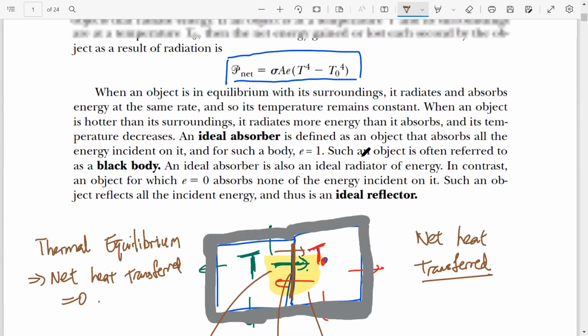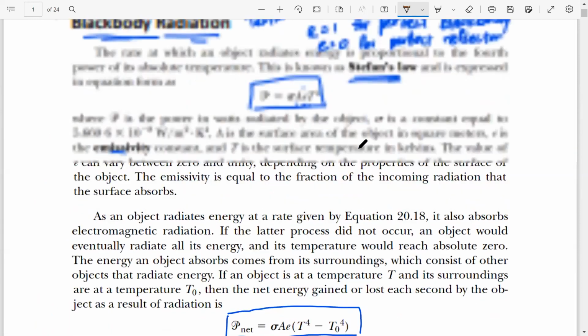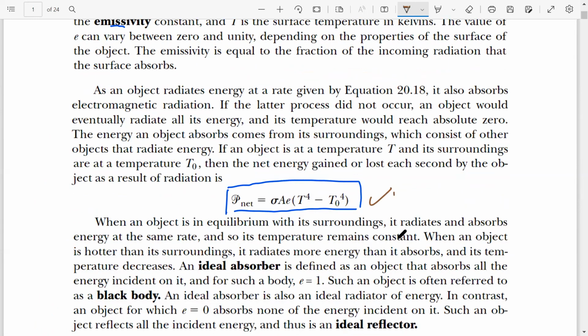So this is just black body radiation, nothing much. You just need to know these two formulas. Actually, just need to know this one is good enough.